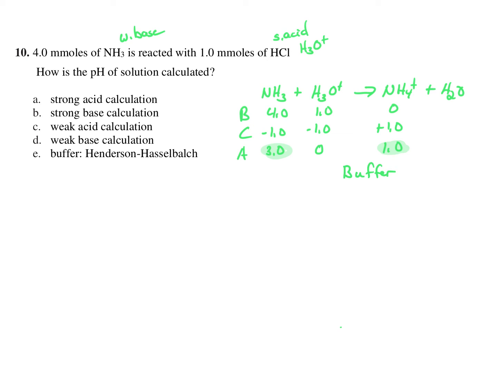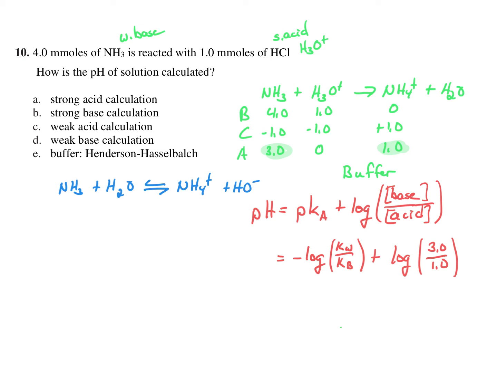The follow-up, or the equilibrium reaction, can be represented by our ammonia reacting with water in an equilibrium situation to produce its conjugate acid and hydroxide. We can get the numerical value for pH from Henderson-Hasselbalch. We want to be careful to use the Ka to get the pKa, because likely we're going to be given the Kb of the relevant base. And as always, the ratio of the base to the acid in moles is going to be the same as the ratio of the concentrations, since they are in the same solution.